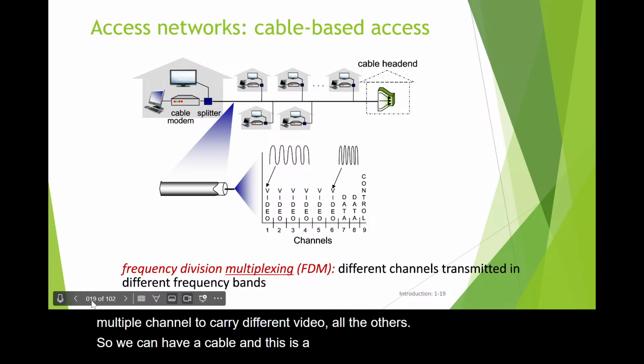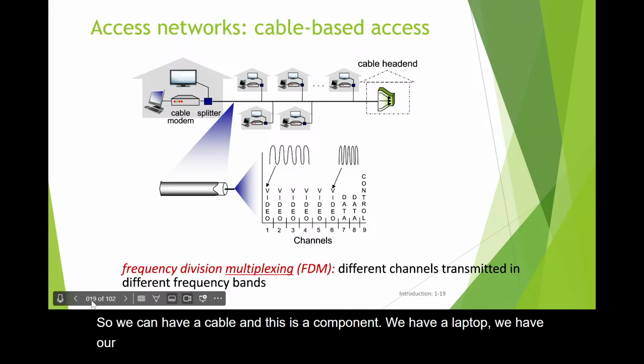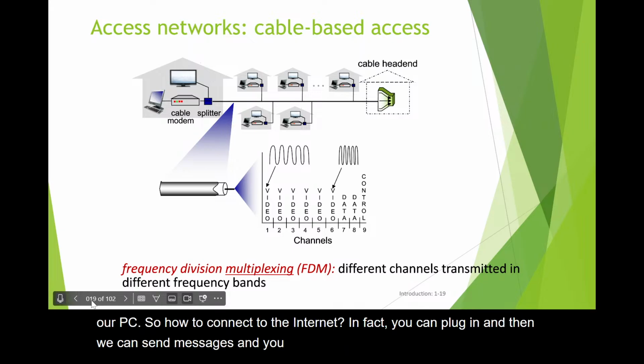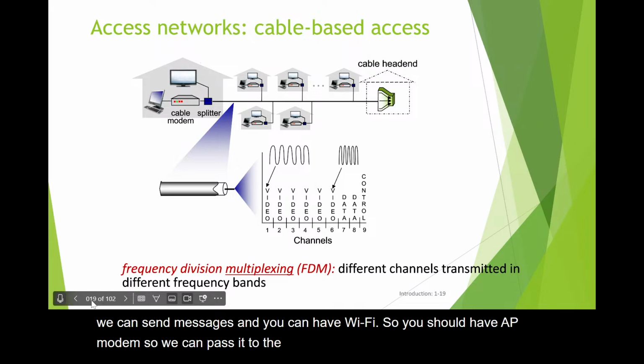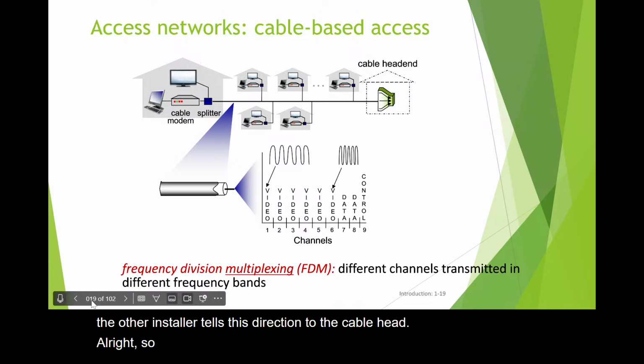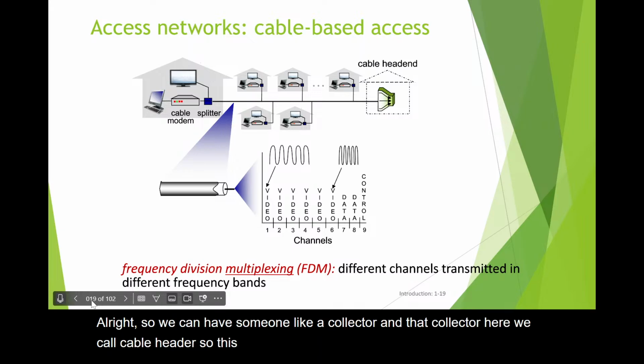We have a laptop, we have our PC. So how to connect to the internet? In fact, you can plug in and then send messages. And you can have Wi-Fi, so you should have an AP modem, so we can pass it to the internet. And we have a cable, so that leads in this direction to the cable head end. All right, so we have somewhat like a collector, and that collector here we call the cable head end. So this is a way to have a possible residential access network.